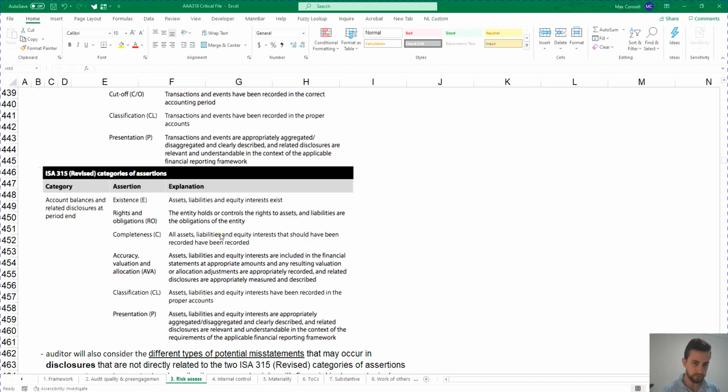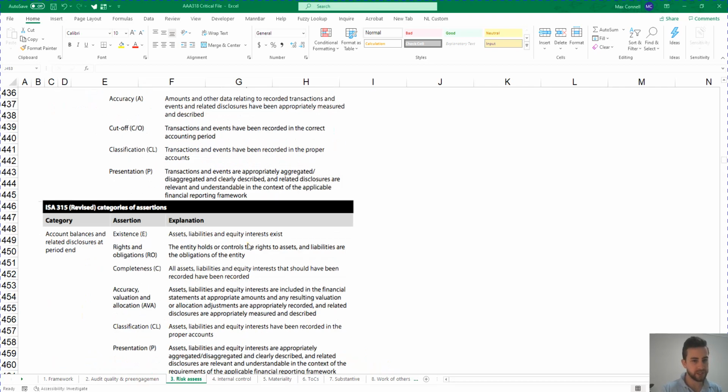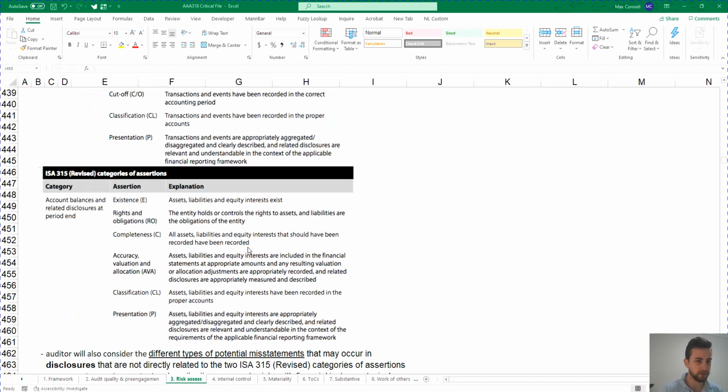So then moving on to the second category of assertions is to do with account balances and their related disclosures. So this is more to do with balance sheet because you're dealing with account balances. Okay, so the categories of assertions for the balance sheet side are, number one, existence, that all the assets, liabilities, and equity interests actually exist.